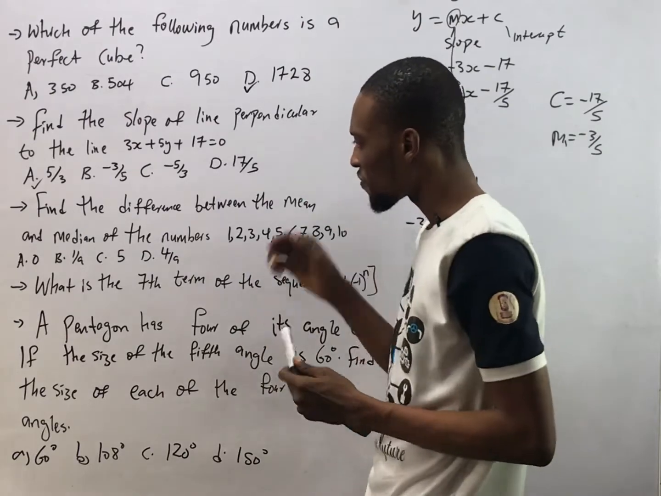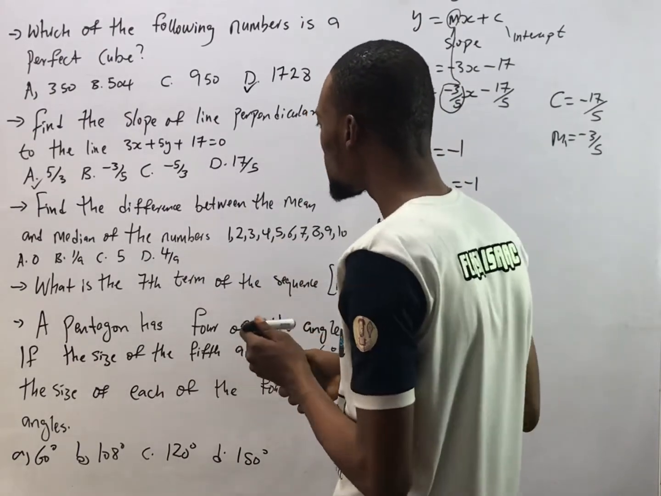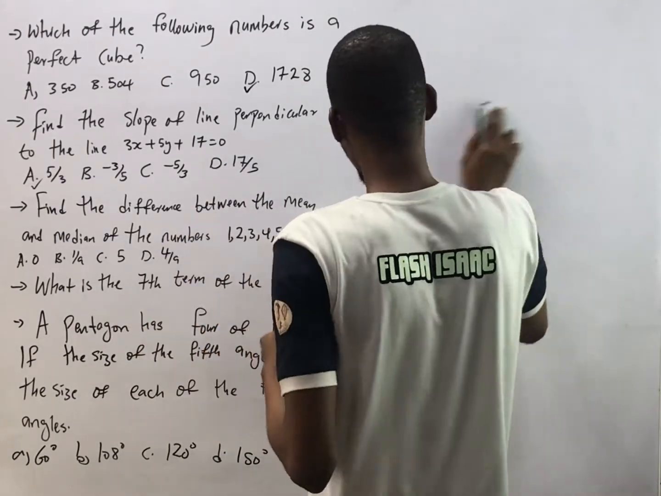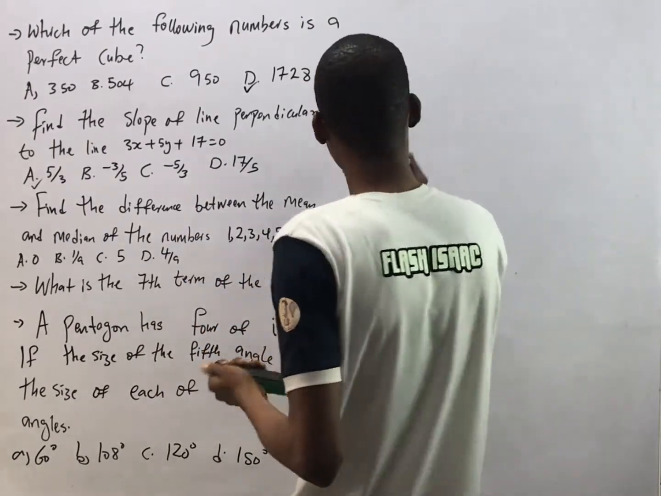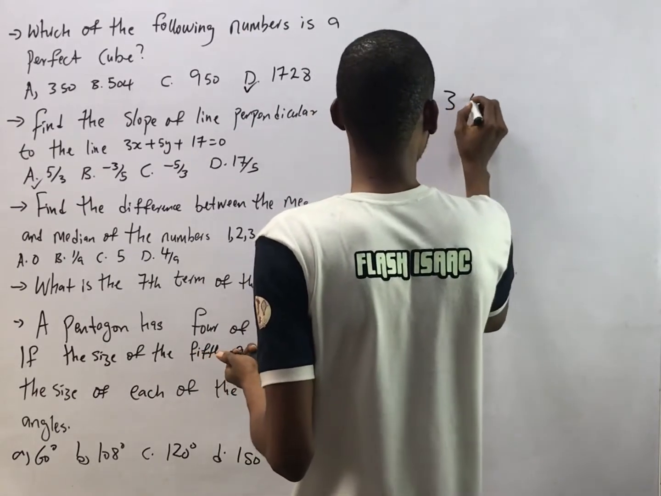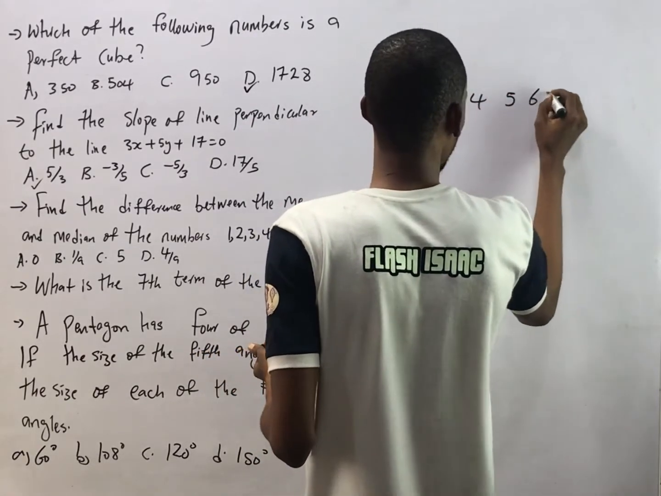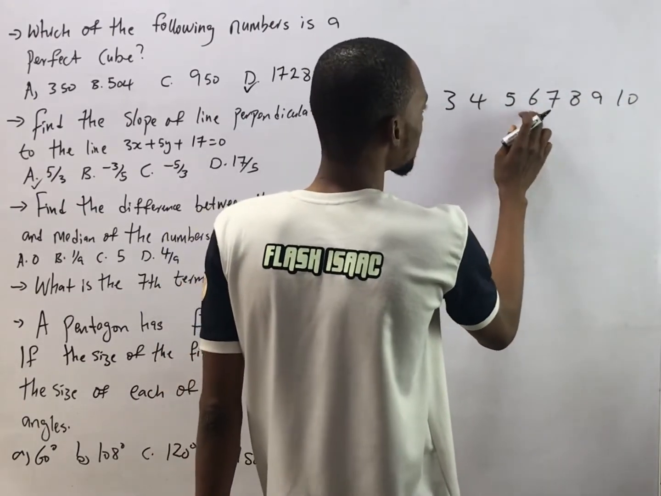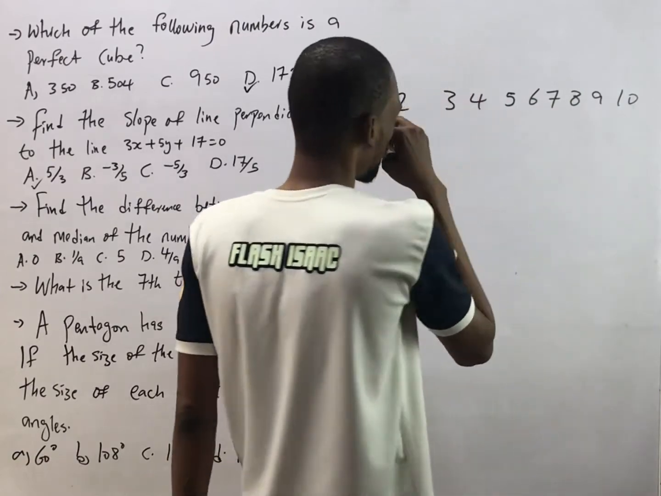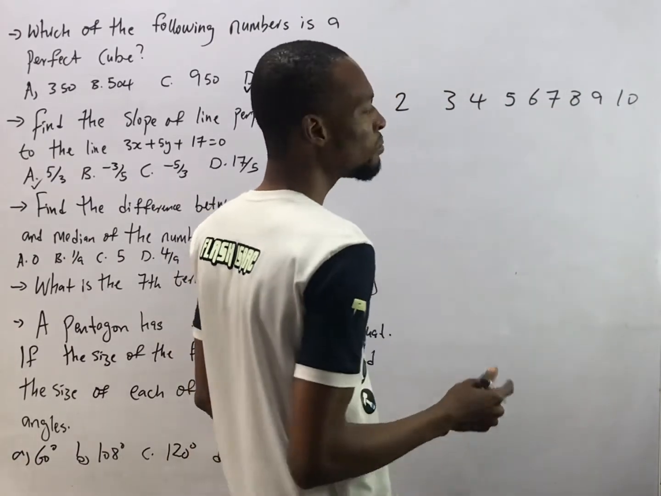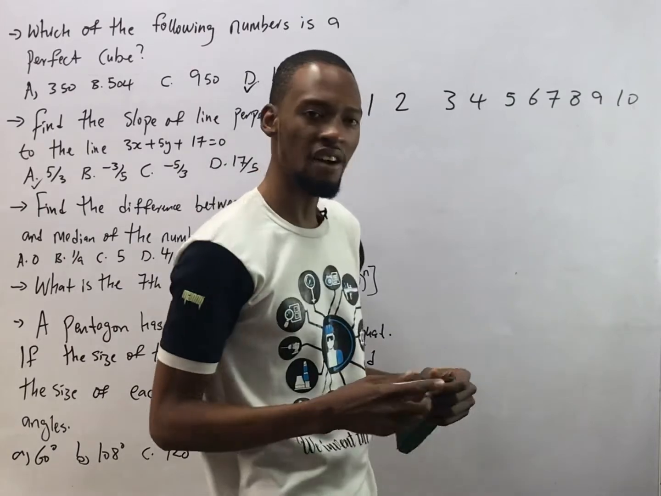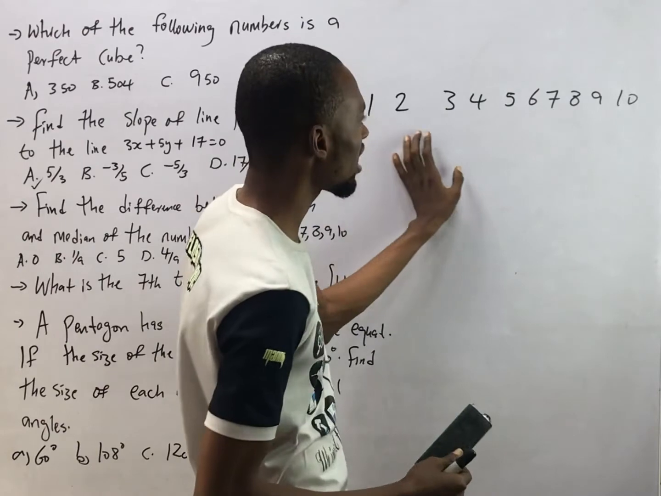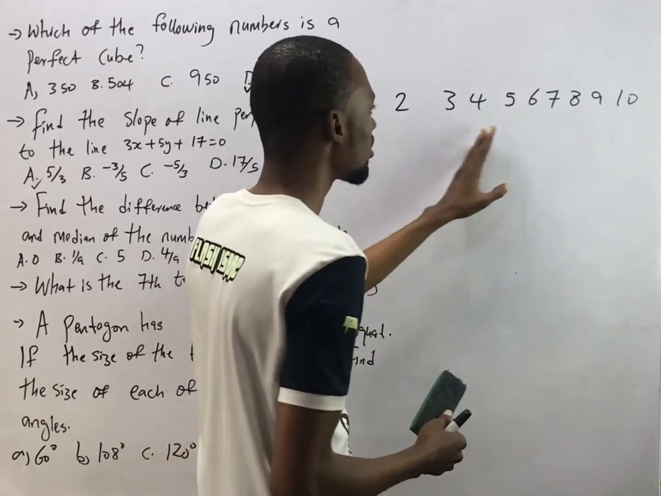The next question says, find the difference between the mean and median of the numbers. So first of all, let's look for the median. We have the numbers 1, 2, 3, 4, 5, 6, 7, 8, 9, 10. So we have 10 numbers here. The median is simply the middle number after arranging the numbers in ascending or descending order. So these numbers are already arranged from 1 to 10.